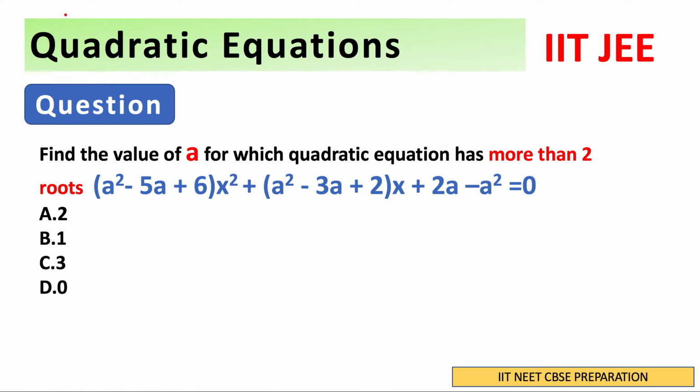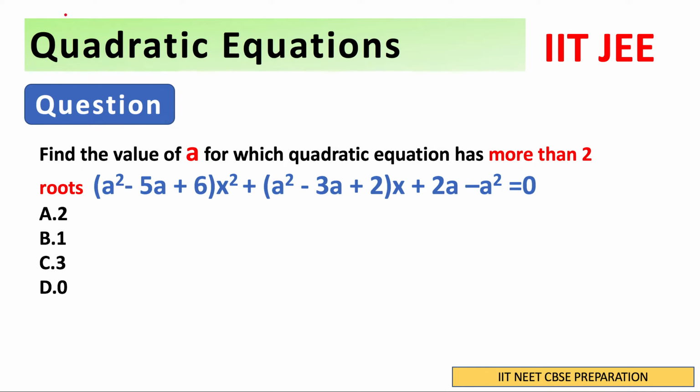So that is why I marked it in red. A quadratic equation is having more than two roots. That means that it is not an equation, it is an identity, right? An identity is something that is satisfied for all values of x. So basically that is the difference between an equation and an identity. Here the question is basically about an identity.